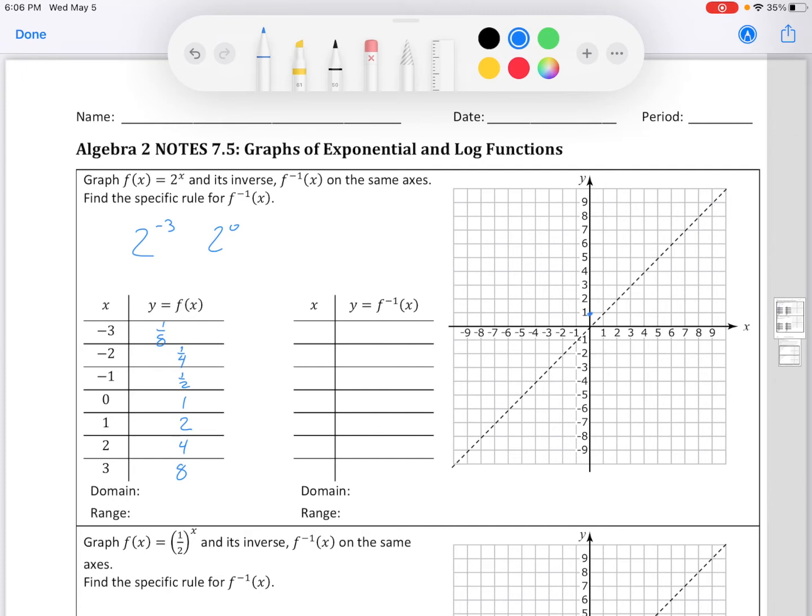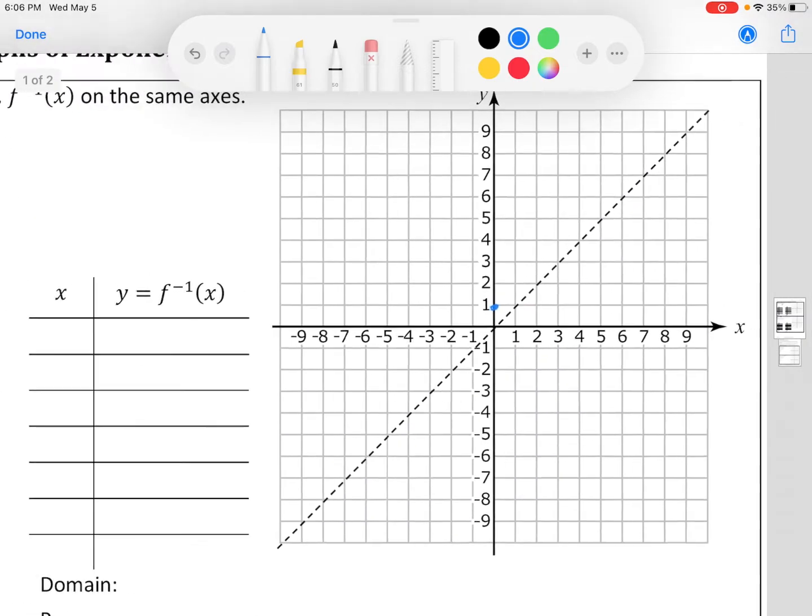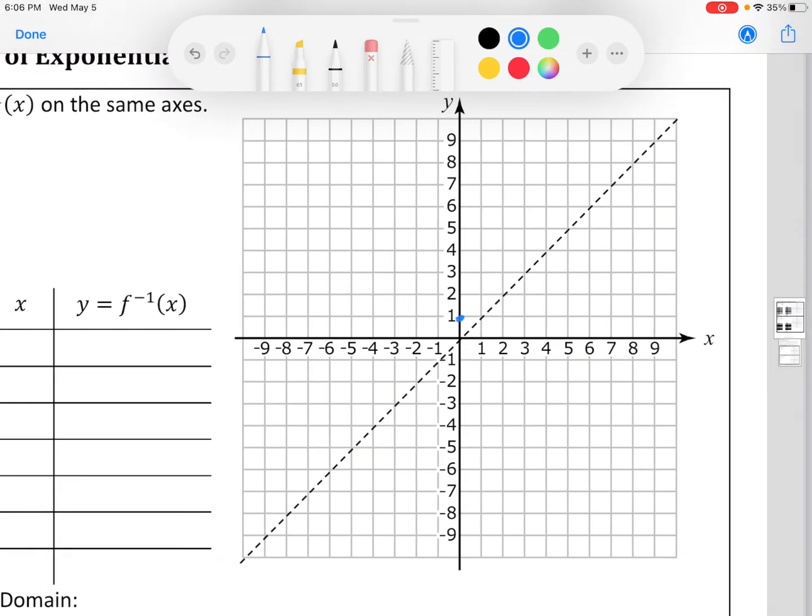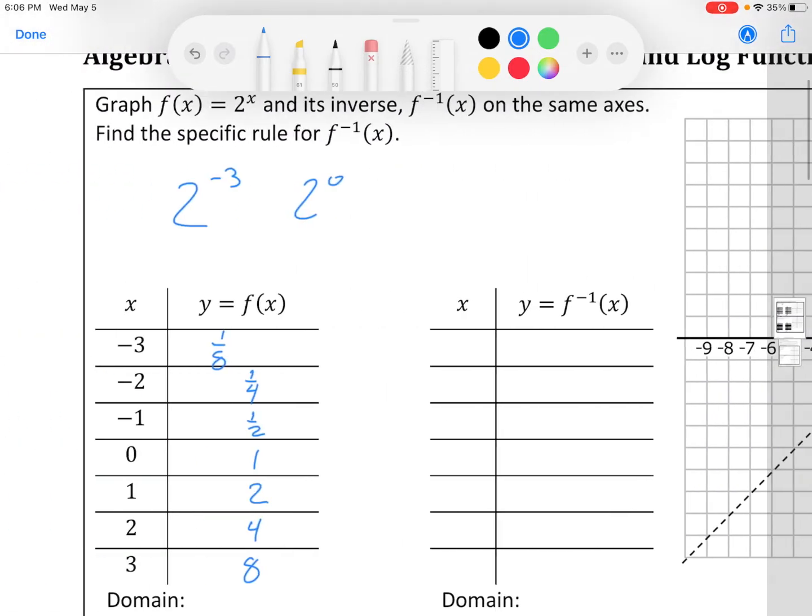So I'll zoom in a little bit here, and one of the things that we should note about this, and it's apparent in the table, is that each increment of x causes the value of the function to double. So from -3 to -2, an eighth doubles to a quarter, a quarter doubles to a half, a half doubles to 1, 1 doubles to 2, 2 doubles to 4, 4 doubles to 8. That is a basic characteristic of exponential functions.